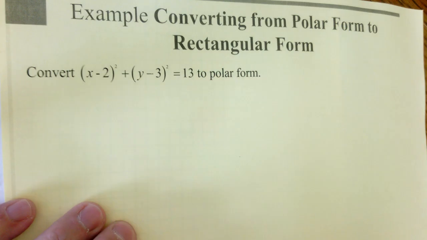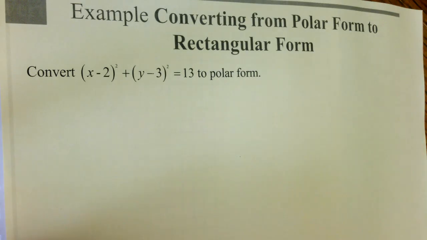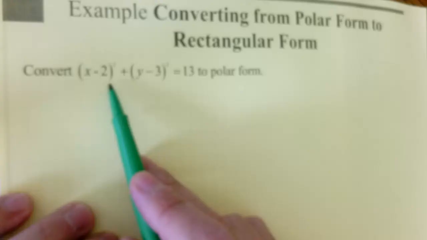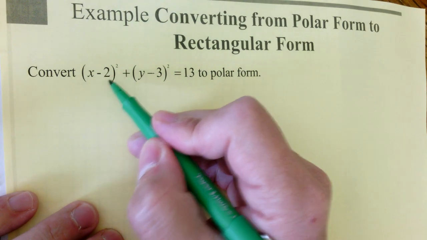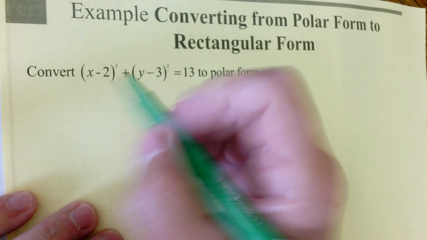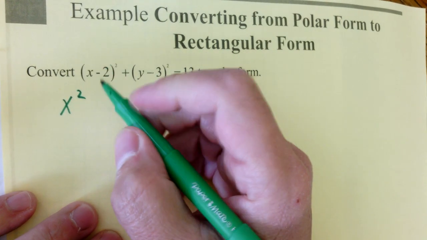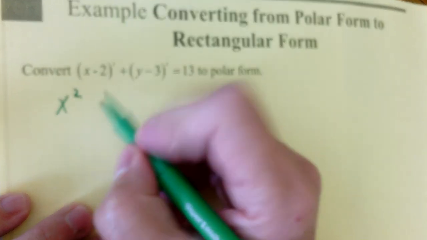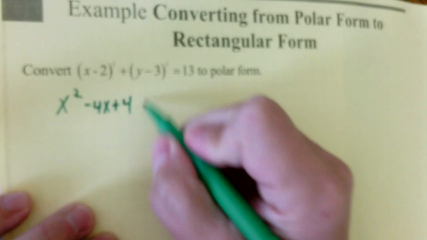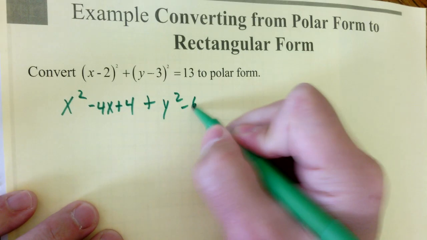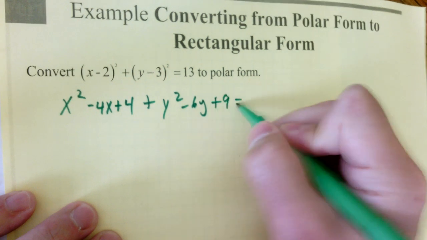We have the equation. It's a circle. The first thing we're going to do is go ahead and calculate what x minus 2 squared is. I showed you the shortcut. You square each one of those terms, then multiply the terms, and then multiply by 2. Or you could use the distributive property, do x minus 2 times x minus 2. But that gives you that, plus y squared minus 6y plus 9 equals 13.